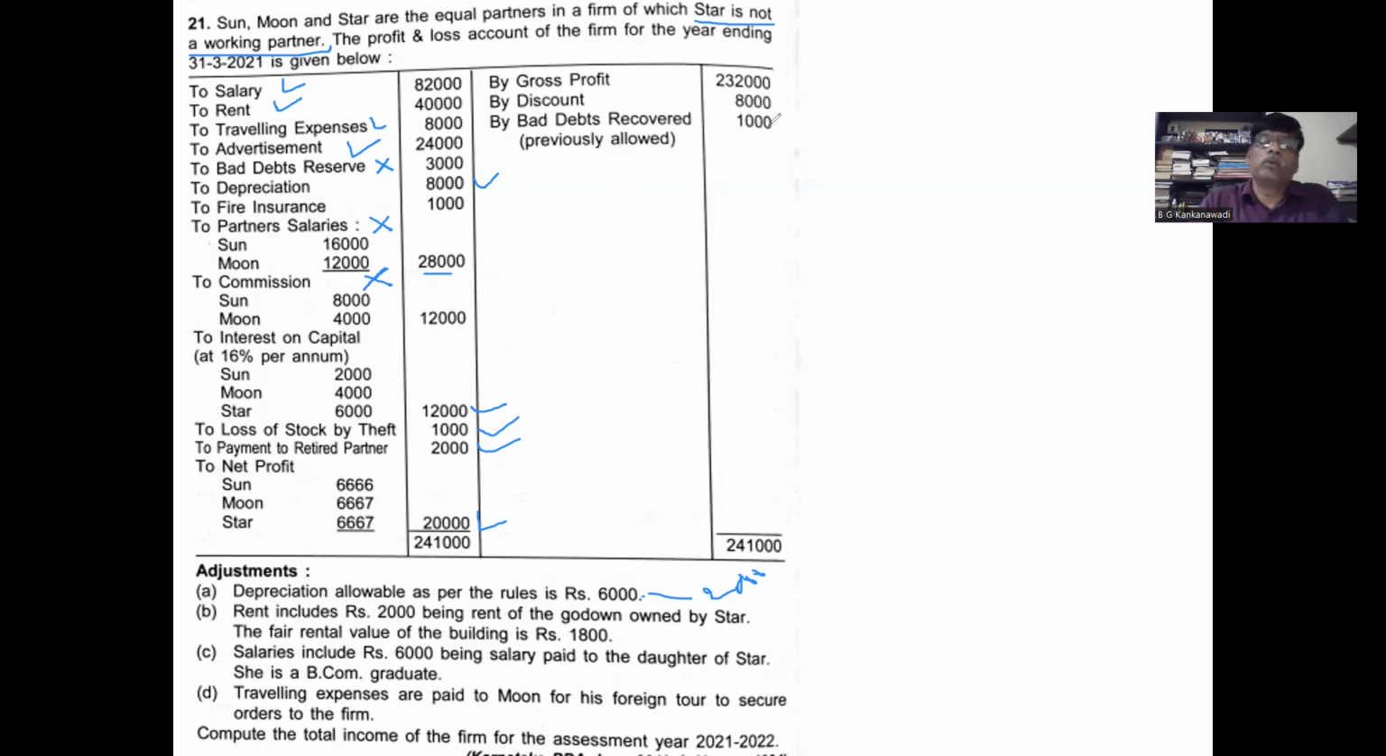Okay. So you calculate the income from business. There is no other item of donation, etc. You see the solution.